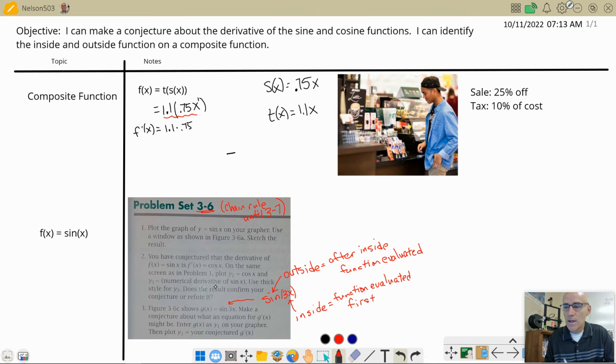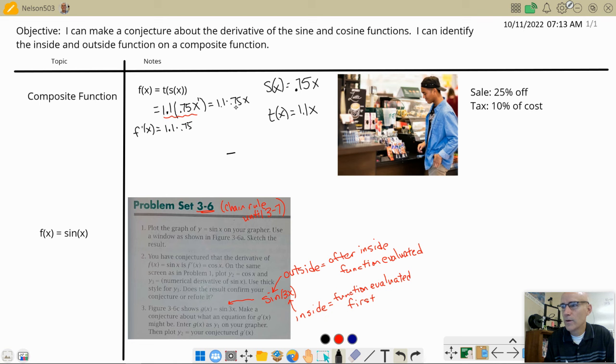We can't expand this. We can't distribute like I did up here. I could have just rewrote this function. Let me just say it one more time here. I could have just rewrote this function as 1.1 times 0.75. Should have done the arithmetic before I made this video, and I would look like I know what 1.1 times 0.75 is. What is it?